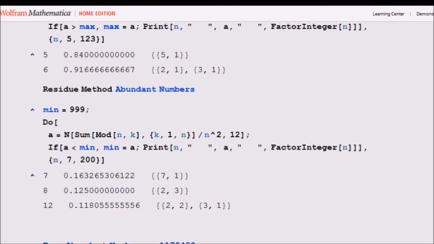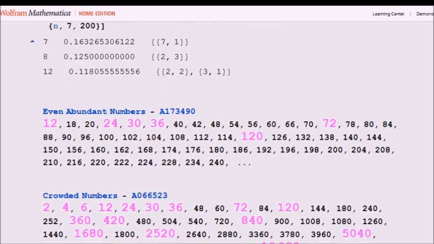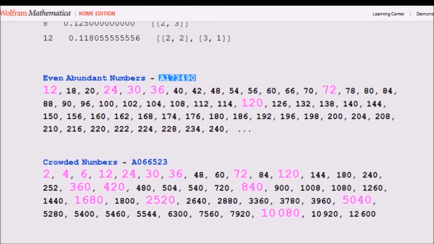Having some troubles here. All right, even abundant numbers, and these refer to the Online Encyclopedia of Integer Sequences designation. There is no sequence in OEIS yet for what I'm calling the residue-smooth numbers, or residue-abundant, or super abundant residue. Maybe in the comments section you can give me your thoughts on how these things should be called.